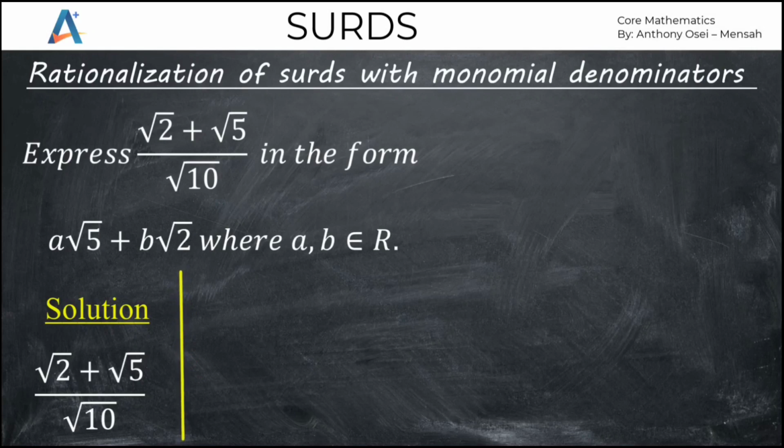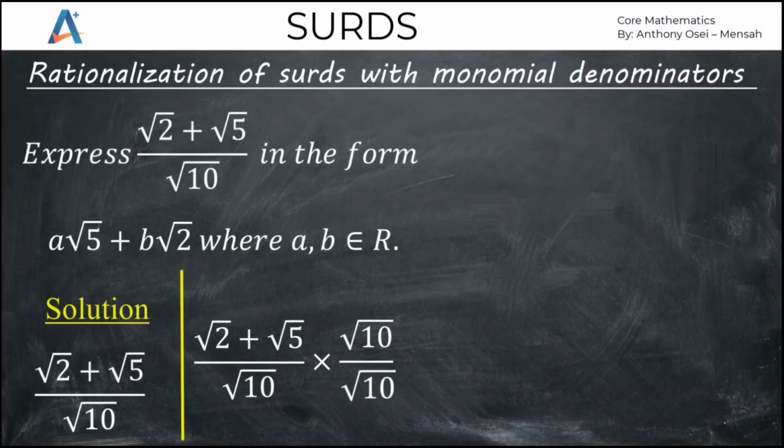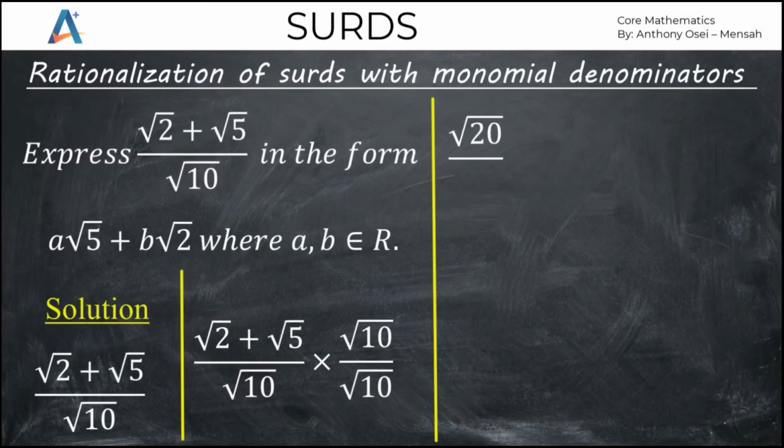So we need to rationalize this fraction because the denominator is a surd, which is root 10. So we multiply both the numerator and the denominator by root 10. So root 2 plus root 5 all over root 10, then we multiply the numerator by root 10, and the denominator also by root 10. We have to take note of that. Now when we do that, root 10 will multiply both 2 and 5 since it's a binomial. So root 10 times root 2 will be root 20, plus root 5 times root 10 will be root 50, all over root 10 times root 10, which gives us 10.